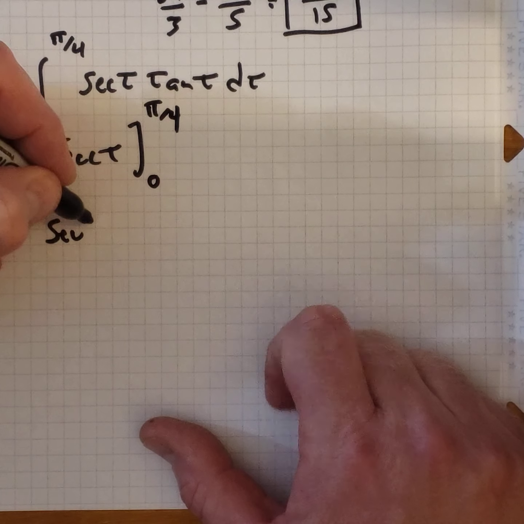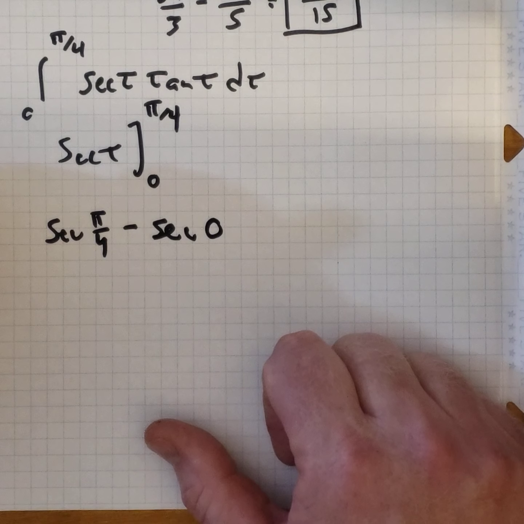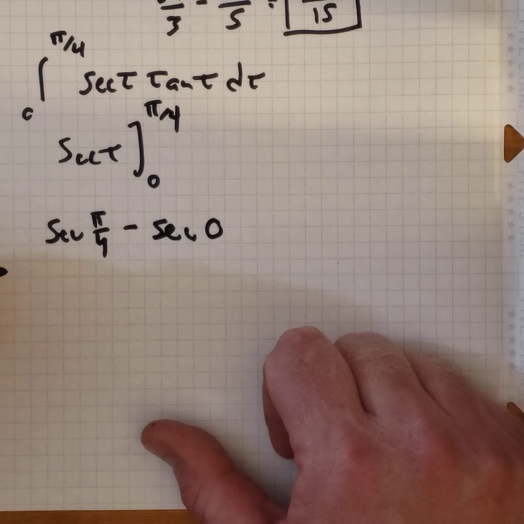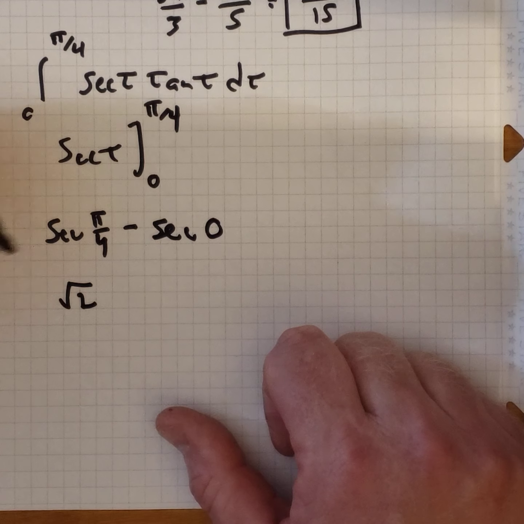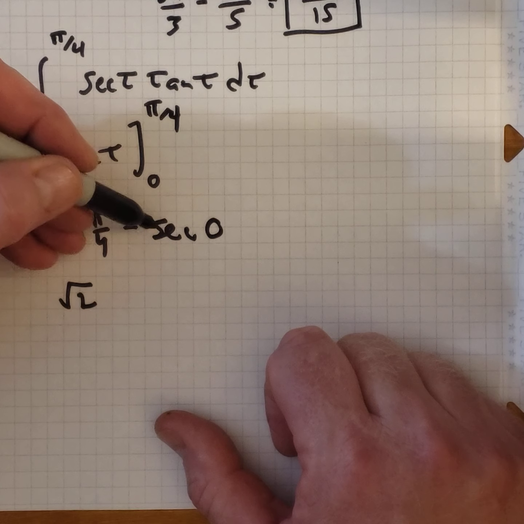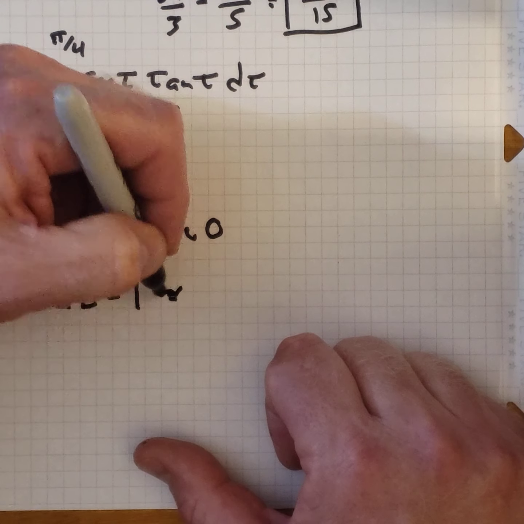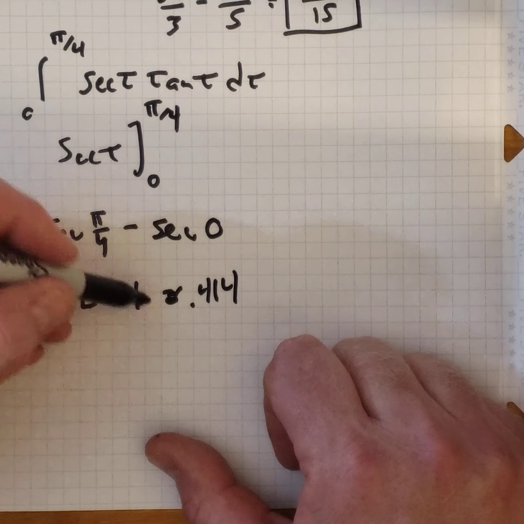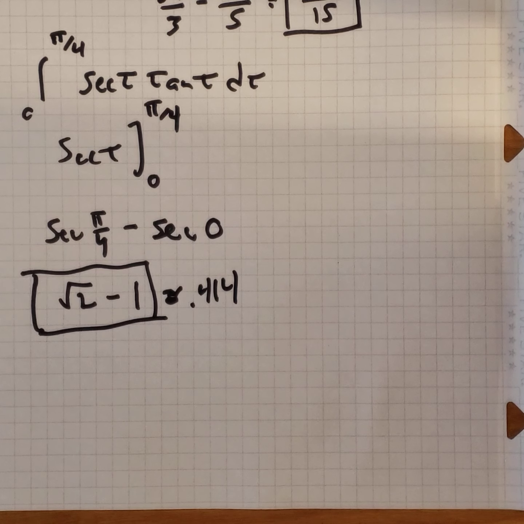So we'll get secant of pi over 4 minus secant of 0. Now secant of pi over 4, cosine of pi over 4 is square root of 2 over 2. Secant would be 1 over that, so that's just going to be the square root of 2. Cosine of 0 is 1. 1 over 1 is 1. So we get square root of 2 minus 1 out of this one, which is approximately 0.414. So when you plug that in the calculator to check, that's the decimal approximation you're looking at. But the exact answer is square root of 2 minus 1. Have fun with these.